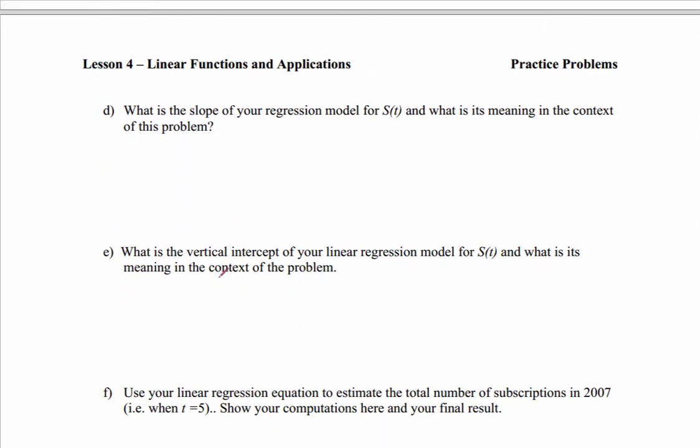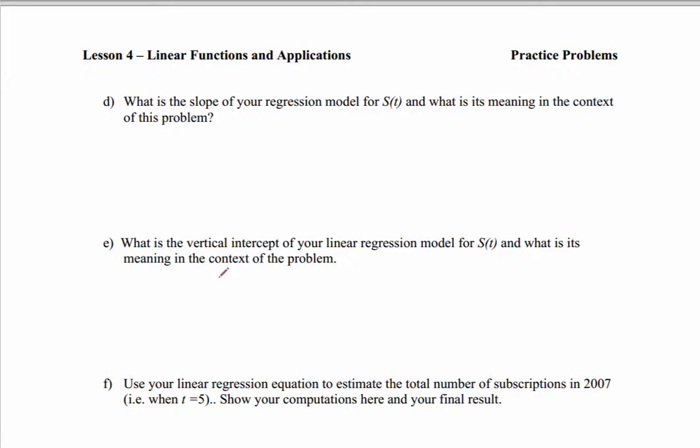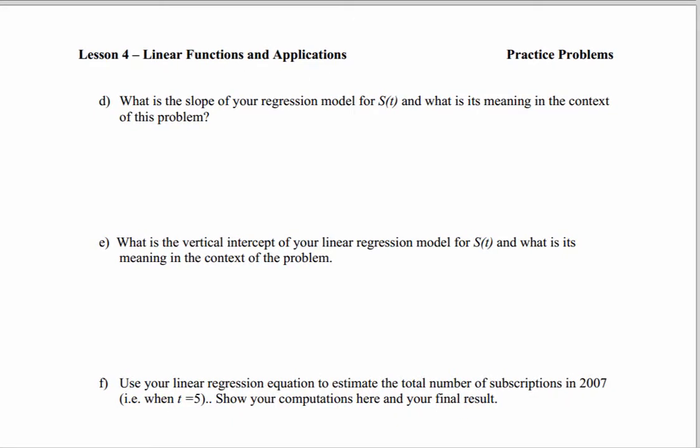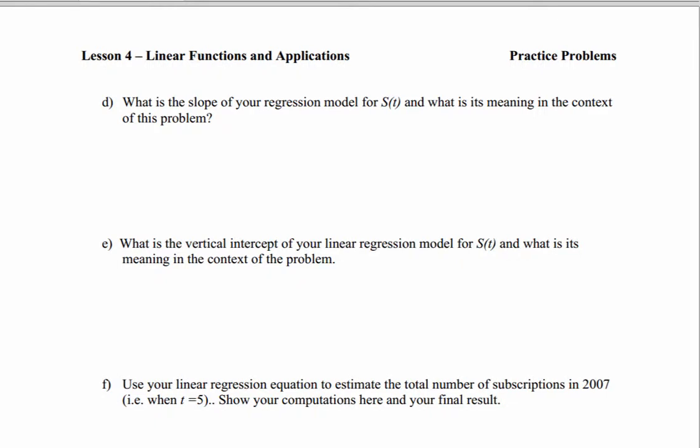It says, what is the slope of your regression line for S of t, and what is the meaning of that in context of this problem? Okay, so that's a good question, right? That's something that we want to get good at. That is, interpreting the slope and the y-intercept and what their meanings are. So if you recall, we had a negative slope here. Our negative slope turned out to be negative 51.65. So the slope, or if you want to use an m, that's fine, is equal to negative 51.65. Okay, now that was in what units?